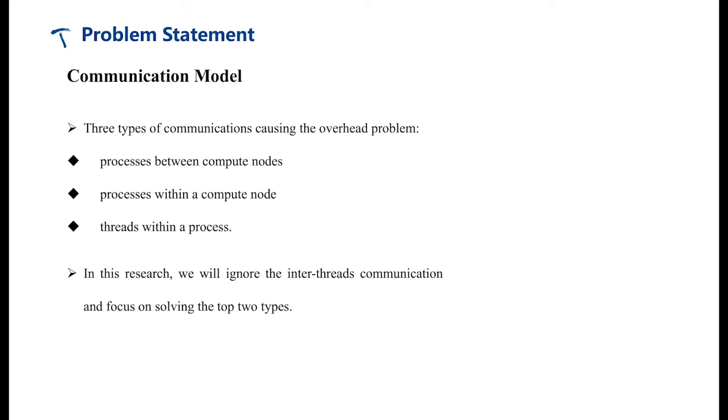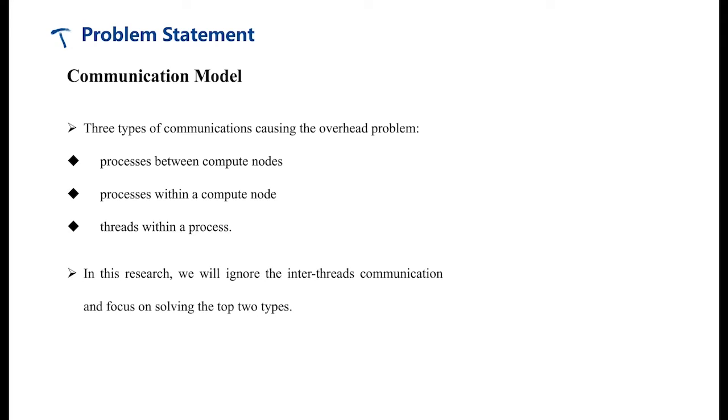Based on these two metrics, we design a communication model. In the DAG computing graph, we usually have three types of communication overhead. The first type is the communication overhead between the computing nodes. The second one is the communication overhead within a compute node. And the final one is between the threads within a process.